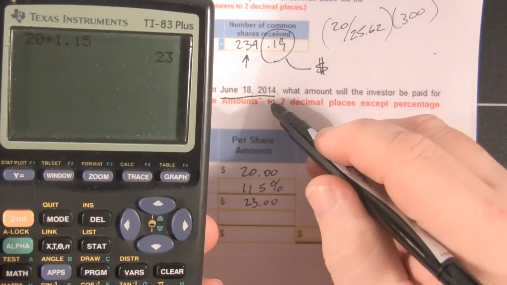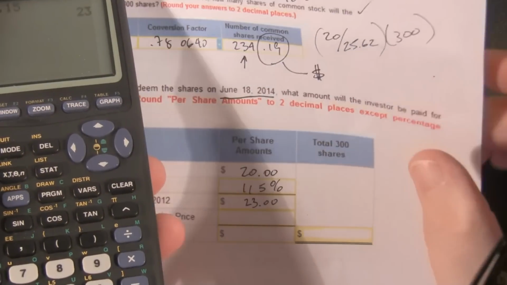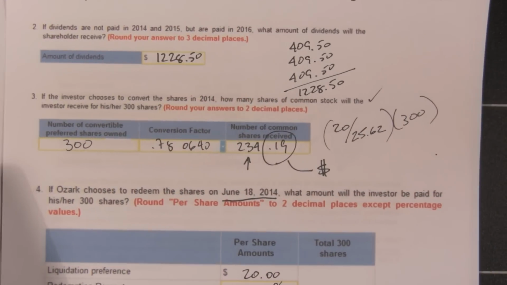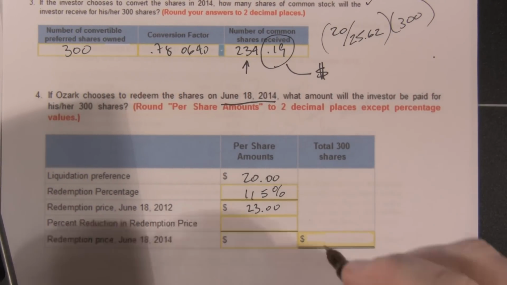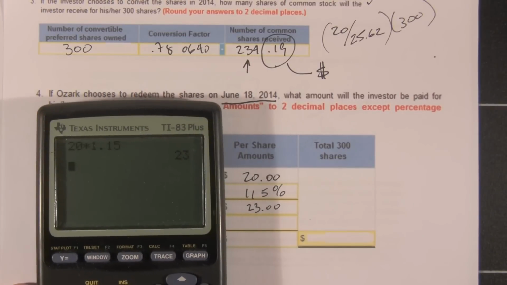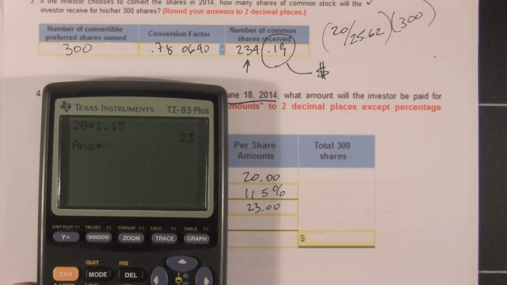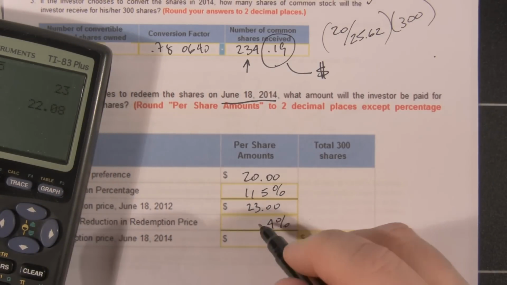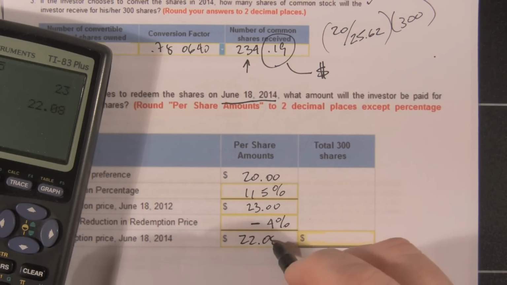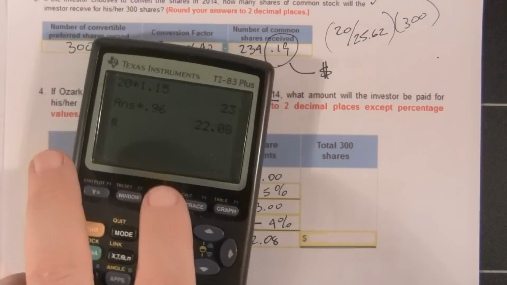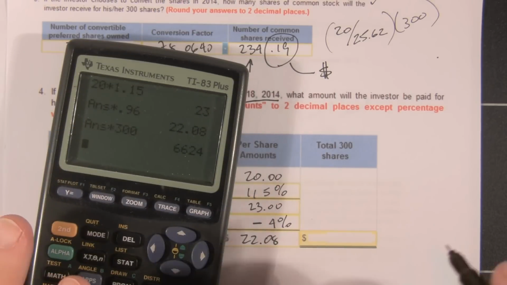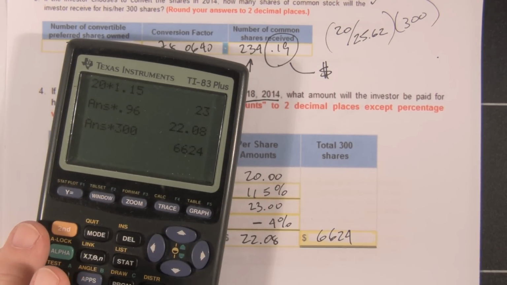But remember, it reduces by 2% per year. Remember that piece? Decreases 2% per year. So this is 2 years after the earliest possible date. So we have to reduce that by 4%. Well, I'm going to do that the easy way because I'm lazy. Just going to take 96% of it. So that's $22.08. And we're going to multiply that by 300 because that's how many shares we have. $6,624.